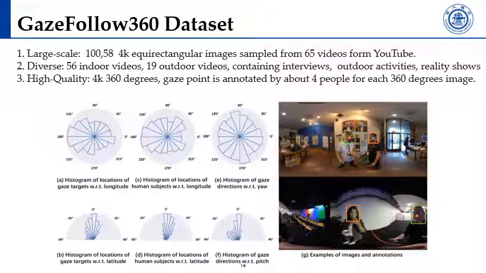Here we show some statistics of the gaze data in our dataset. We show the histogram of the location of gaze targets and human subjects, as well as gaze direction. So these statistics show the diversity of the gaze data in our dataset.